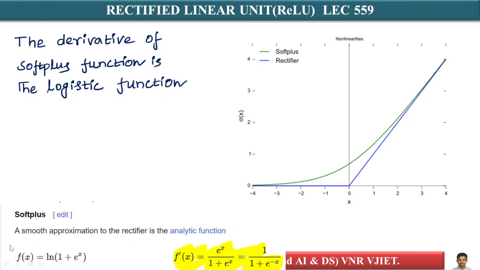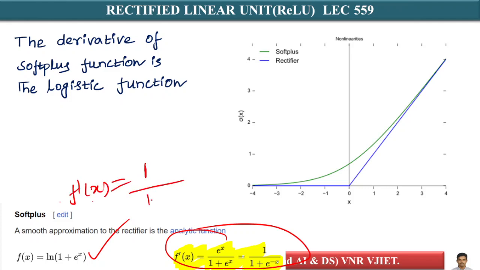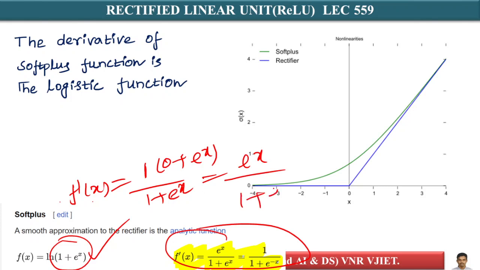Just see, this is my softplus function. I am differentiating. What is the differentiation of log x? 1 by x. Therefore 1 by 1 plus e power x. Again internal differentiation: 0 plus e power x. The differentiation of e power x is e power x. So e power x by 1 plus e power x.